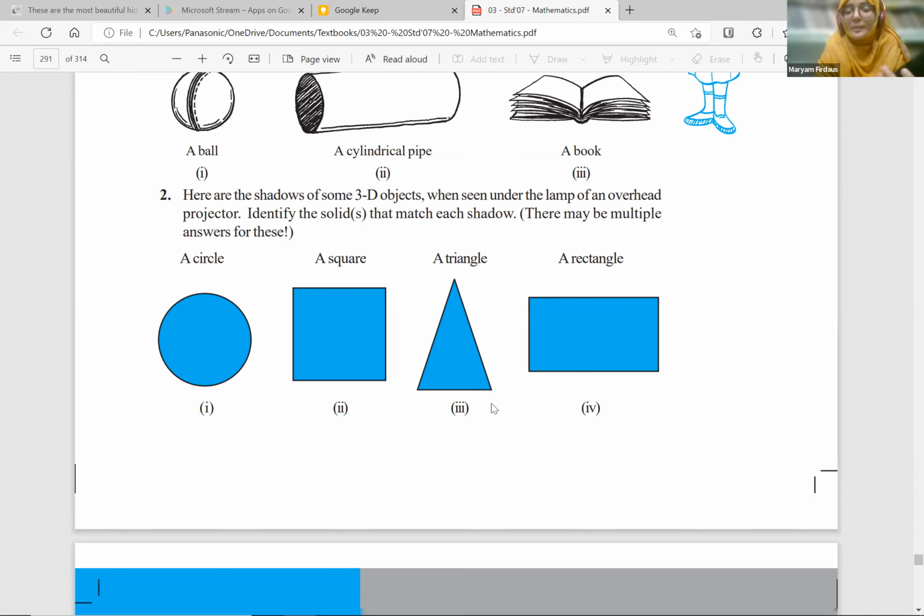A 3D object can't be a circle. We just now discussed it, right? That a circle is flat. A sphere. Yes, a sphere. And what about anything else? Any other options we have?